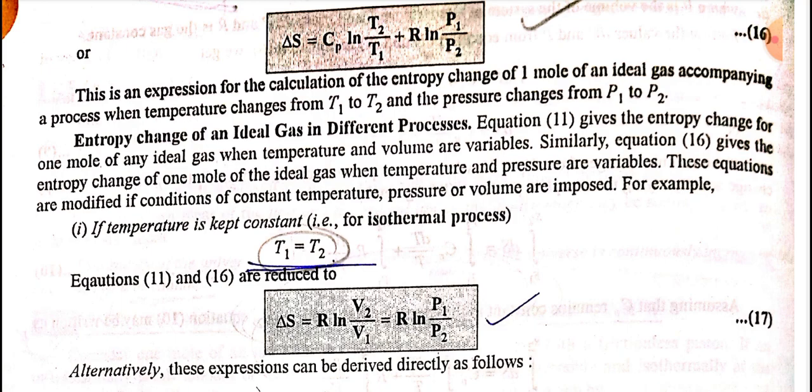Entropy change of an ideal gas in different processes. Equation 11 gives the entropy change for one mole of ideal gas when the temperature and volume are variables. Similarly, equation 16 gives the entropy change of one mole of ideal gas when temperature and pressure are variables. These equations are modified if conditions of constant temperature, pressure, or volume are imposed.